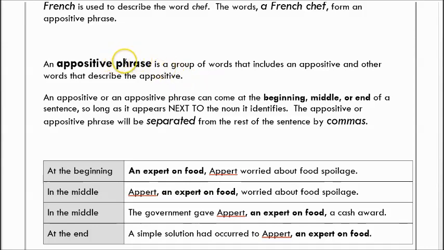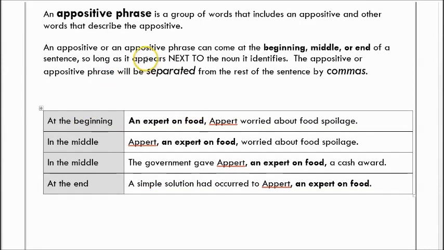With appositive phrases, the appositive is not necessarily the first word in the phrase. It might begin with an article or an adjective. And here are some examples. So there are certain places they'll be at the beginning of a sentence, okay? So: An expert on food, Appert worried about food spoilage.